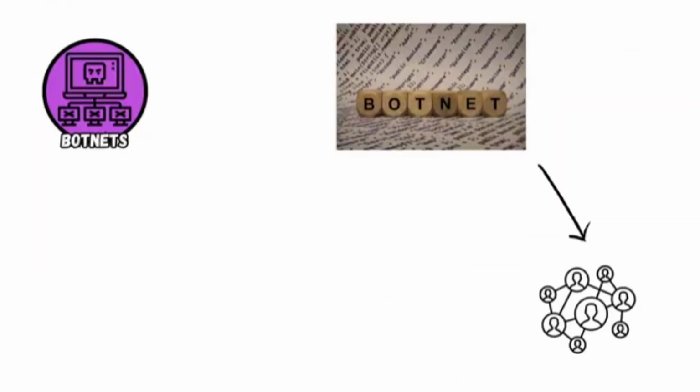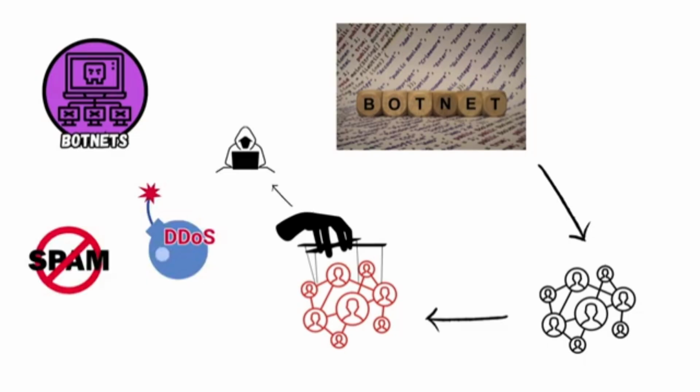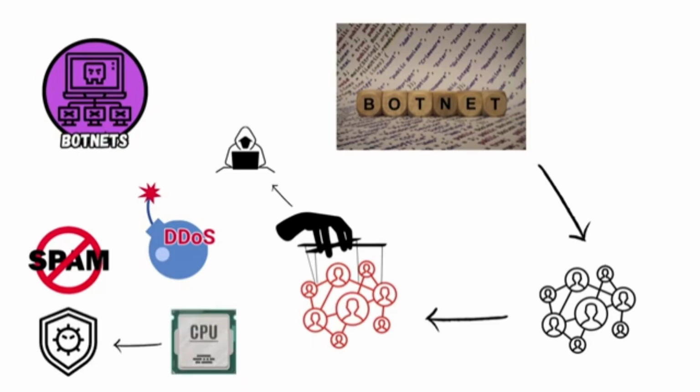And then the 13th attack is botnets. A botnet is a network of infected computers or devices that are secretly controlled by an attacker. Each infected device is called a bot or zombie. Botnets are commonly used for DDoS attacks, sending spam emails, cryptocurrency mining, and malware distribution. So this is the overall concept of botnets, okay?